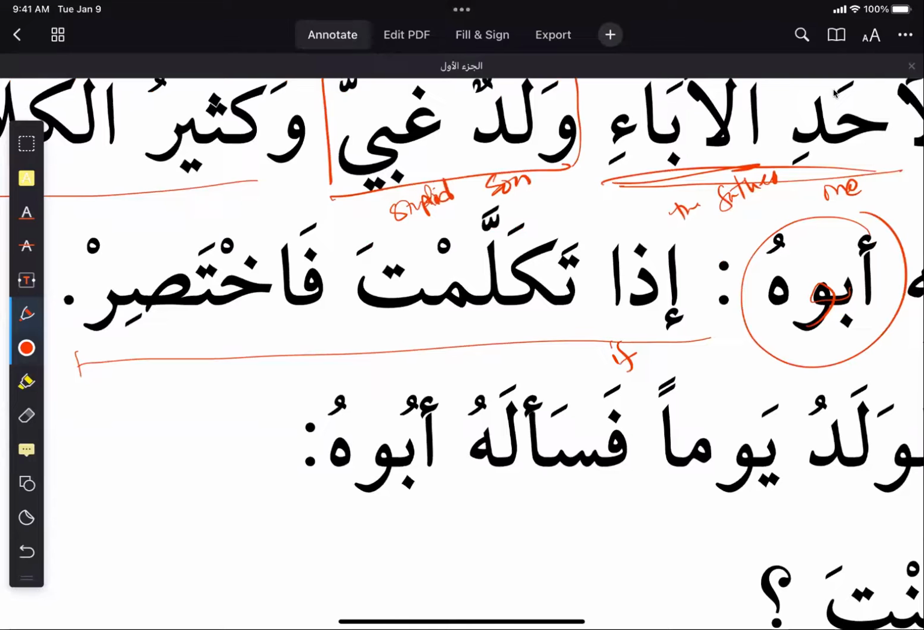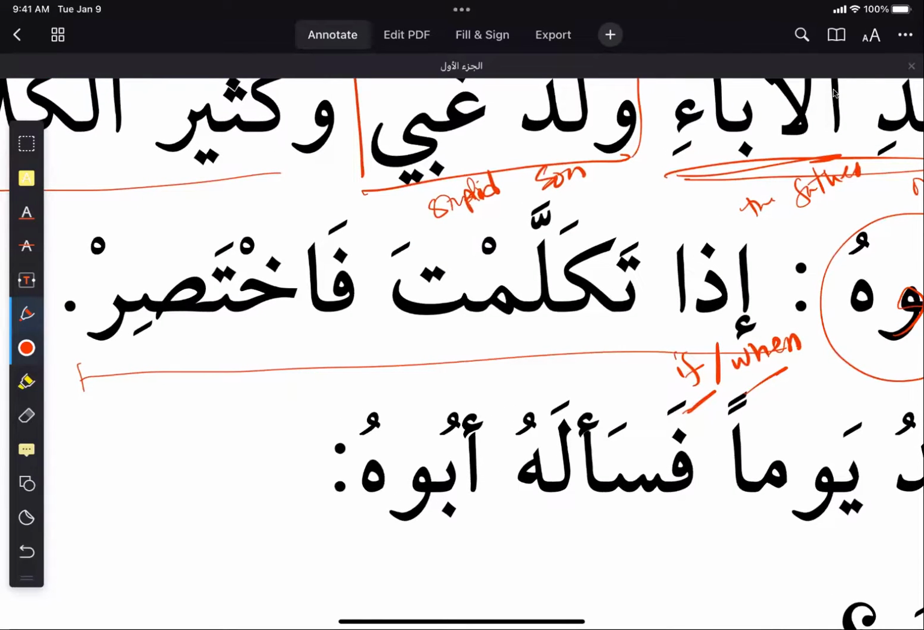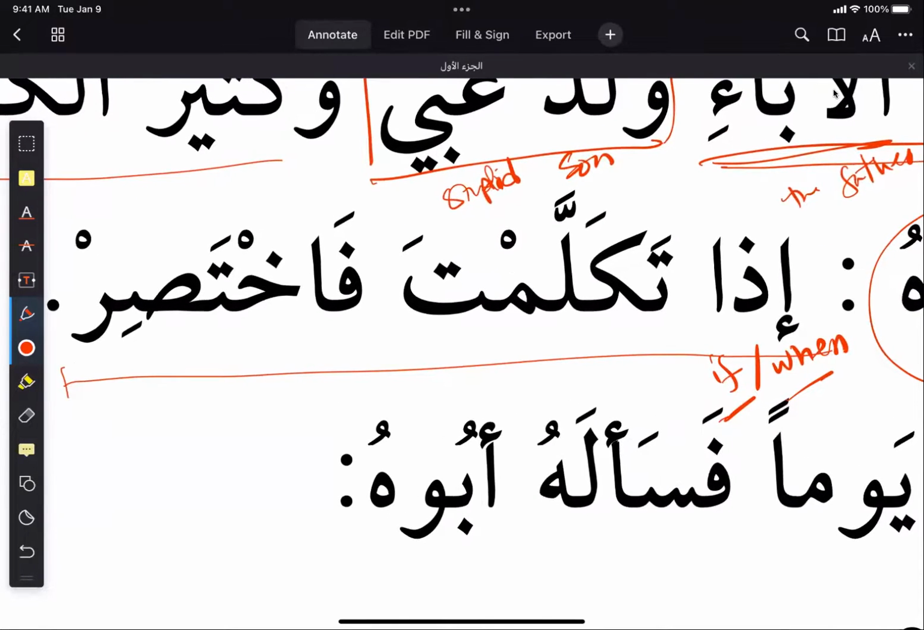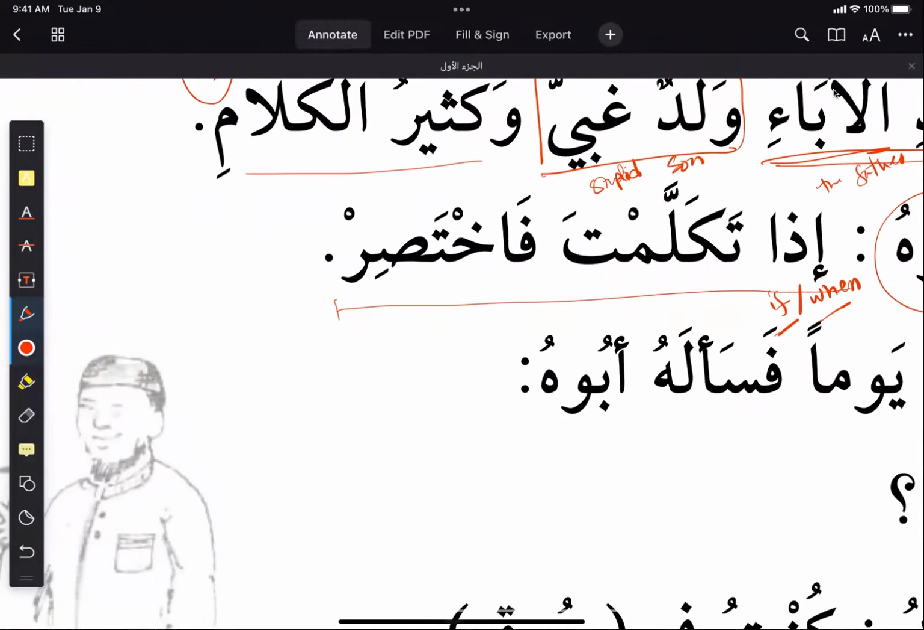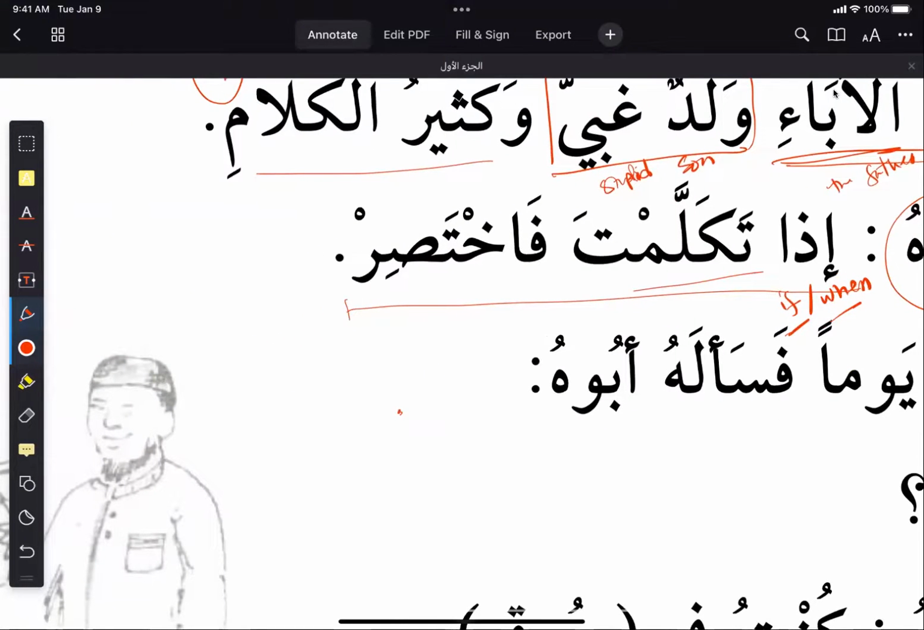Idha is if, and it can also mean when, but we use them in conditions. Like when you do something, do it like that. Or if you go this way, something like that. Okay, you see how we're using the if and when. So idha has the same meaning. So we can choose any one of these meanings here. I think the meaning will be the same. Takallamta. So did we have this verb takallama?